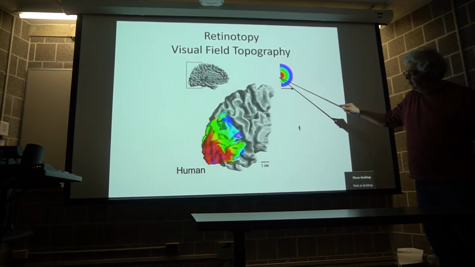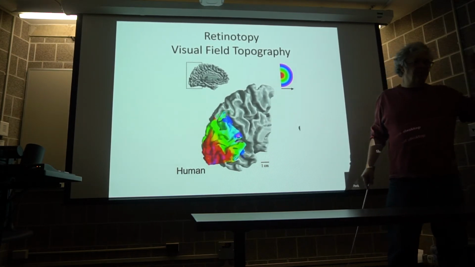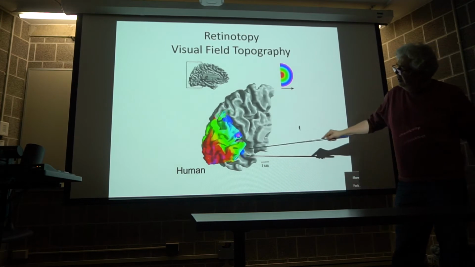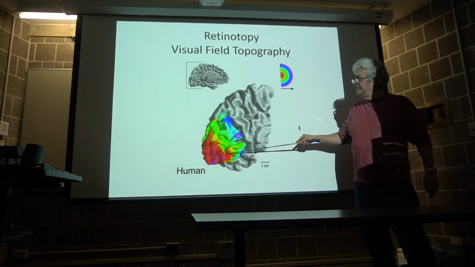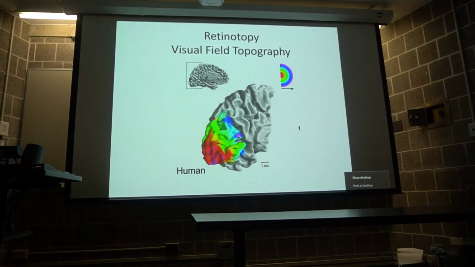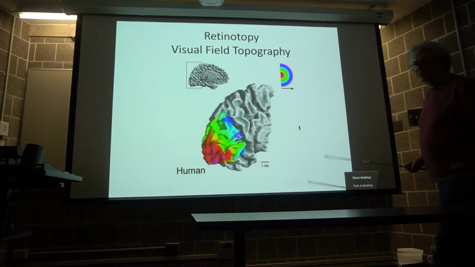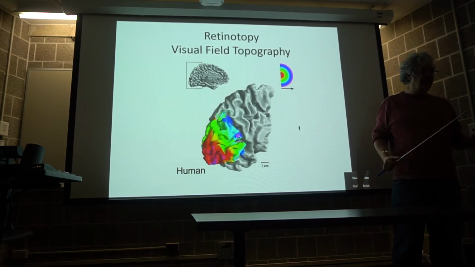Look at this central area. That corresponds roughly to the fovea. The fovea is about 2% of the visual field. It's real small. Look how much of primary visual cortex, look how much of area 17 is given over to the fovea. It's almost half of it. So the fovea is a few percent of the retina, and yet it's more than half of visual cortex.